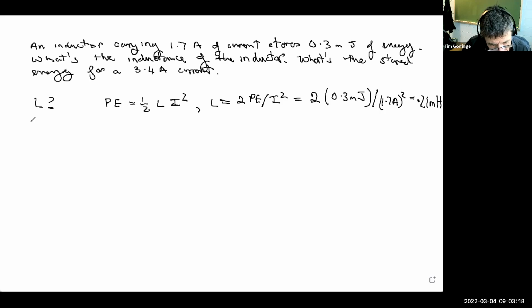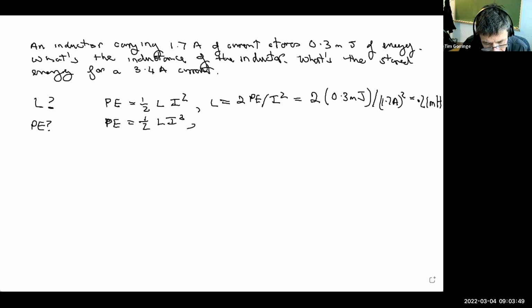Second part is, we imagine we've increased the electrical current from 1.7 amps to 3.4 amps. And we want to calculate the new quantity of energy that's stored in the inductor. So again, we're going to use this equation that relates the current flowing in the windings of the inductor to the energy stored by the inductor.